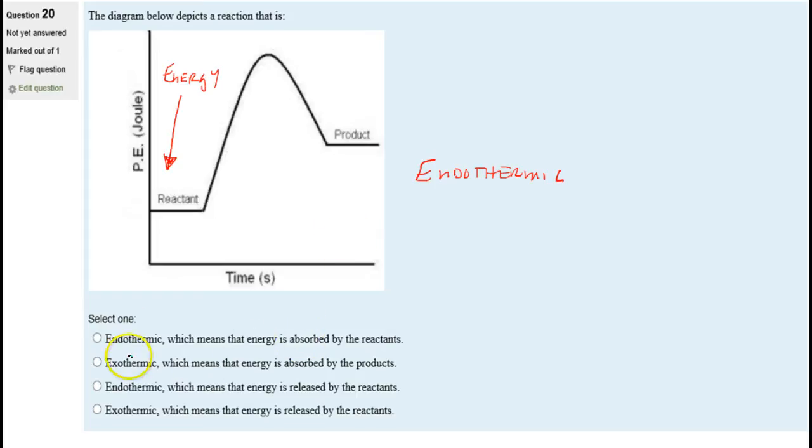However, what does that mean? There are 2 different endothermic options here. Endothermic means that the reactants are absorbing energy from their surroundings. So let's take a look. It looks like it's going to be this one right here: endothermic, which means that energy is absorbed by the reactants. Let's take a look at the next one.